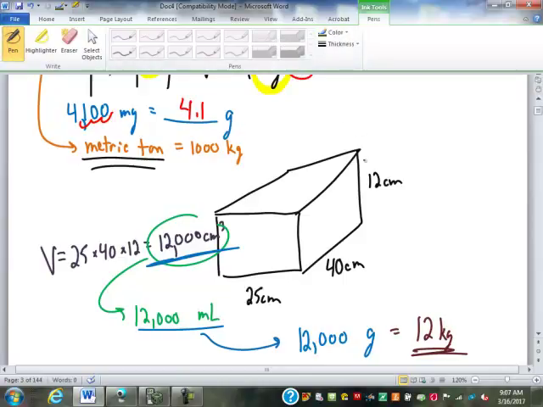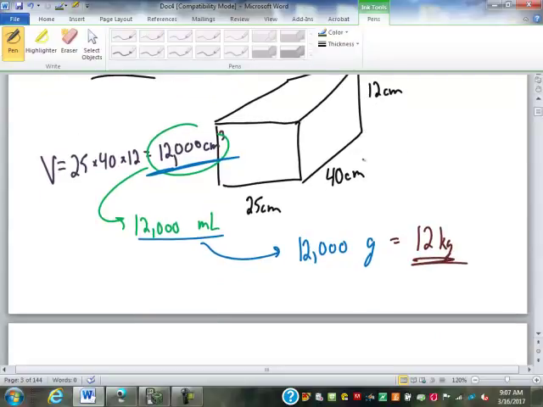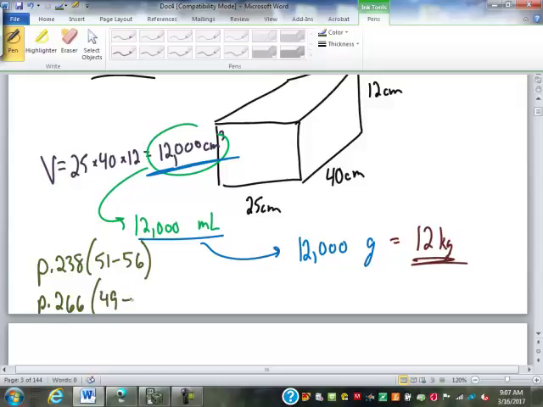Yeah, that's volume. So out of that packet I gave you, on page 238, 51 through 56 deal with standard weight. On page 266, 49 through 54 deal with metric mass. In the packet? In the packet, yes.